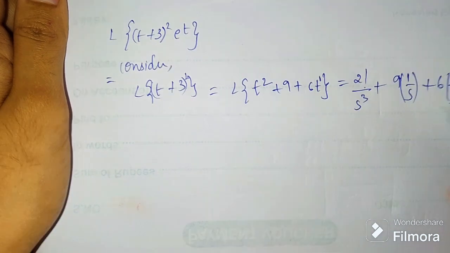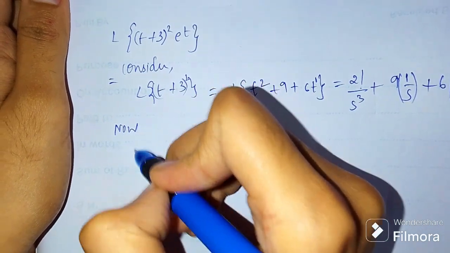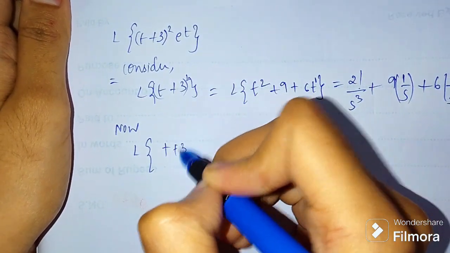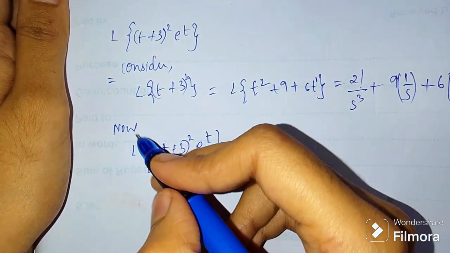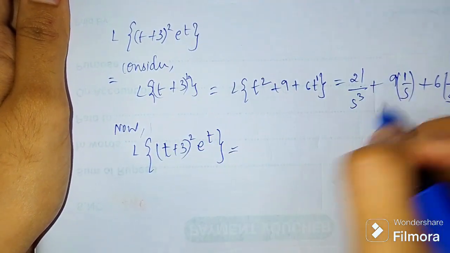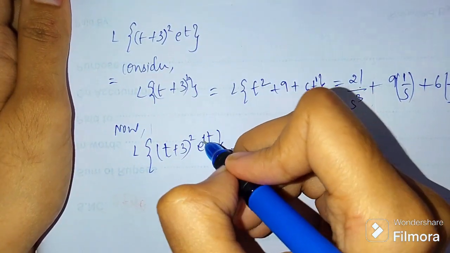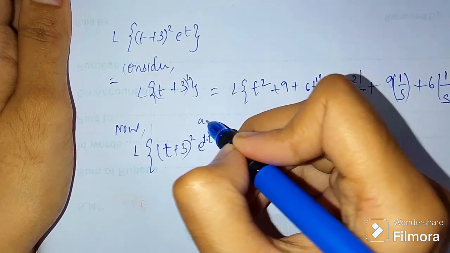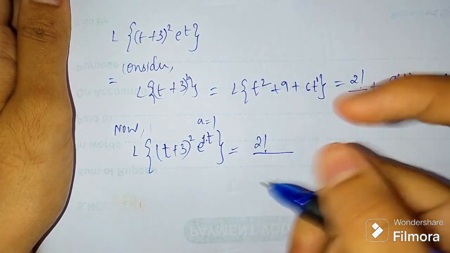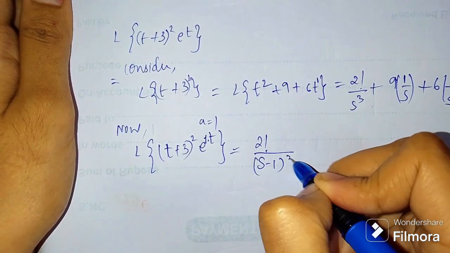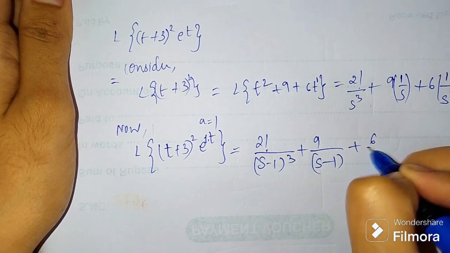So this is your answer for this. Now Laplace of (t plus 3) whole square into e power t. By first shift property, wherever s is there, what should you write? Here it is 1 into t, so here a is 1. So what should you write? Shift s to s minus 1 over the answer. Wherever s is there, you put s minus 1.